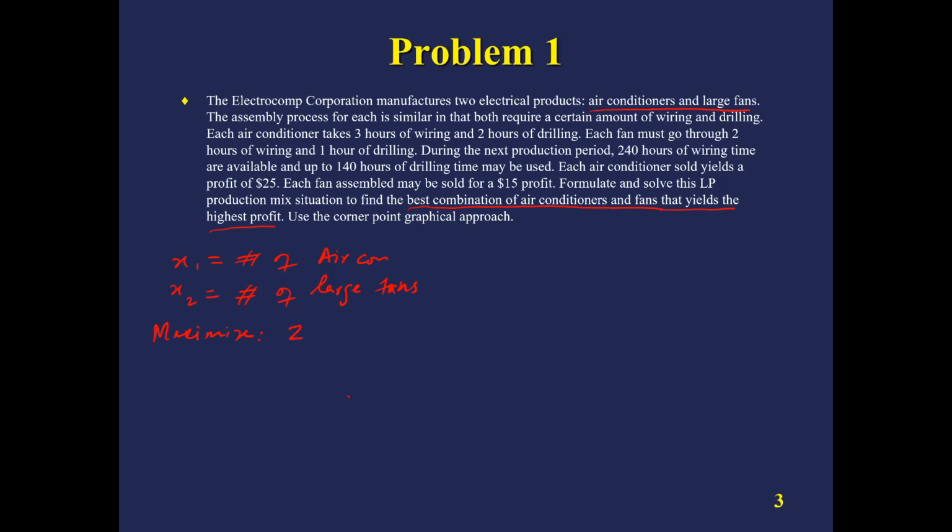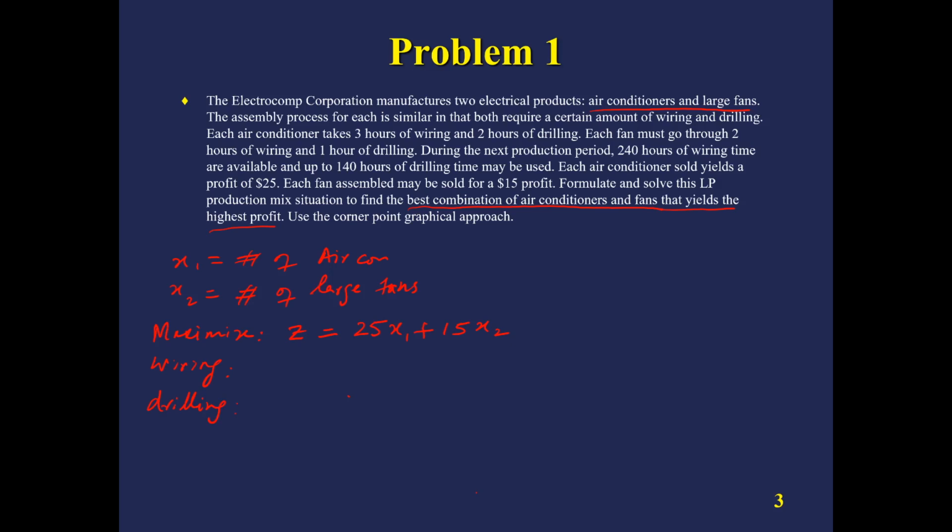We say z is equal to 25x1 plus 15x2. One air conditioner brings $25 profit, multiplied by x1, so the total profit comes from air conditioners, plus 15x2 from the fans. This is our objective function, and then we have two constraints. We have a wiring constraint and a drilling constraint.